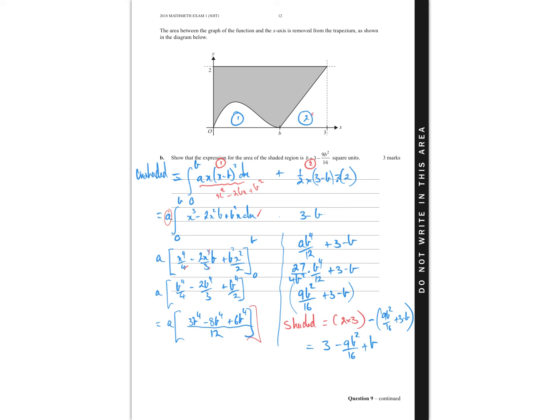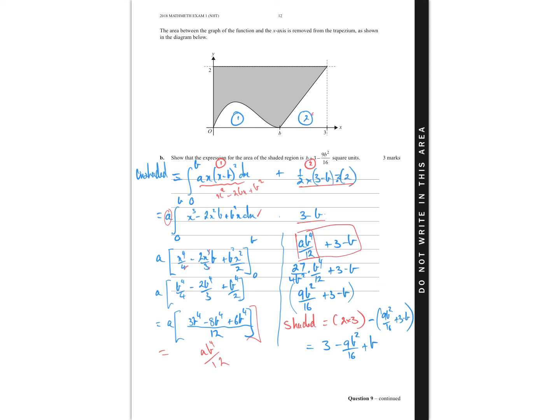The triangle, area 2, is just a half the base times the height, which comes out to be 3 minus b. So what does this expression become? Oh, it's 3b to the 4. So that just ends up being ab to the 4, isn't it? That's ab to the 4 on 12 plus 3 minus b. So that's the area of the unshaded region.